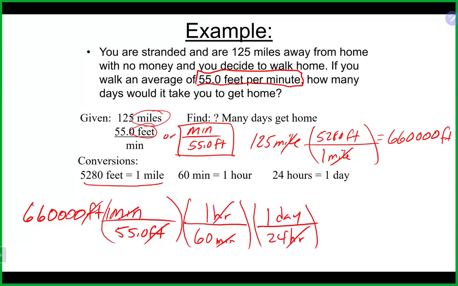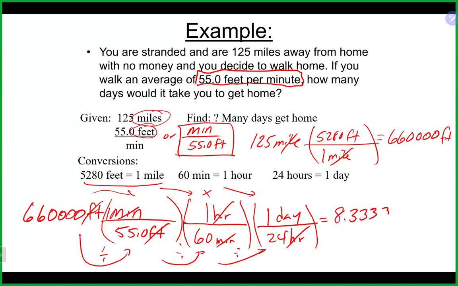Once again here, you could, if you wanted to, do each of the steps individually and get an answer. If you do that, you probably don't want to round until the very end, and then clean it up at the end. Once again, we're going to multiply across the top here and divide by what we got going on the bottom. So in this case, it's really 660,000 divided by 55, hit equals, divided by 60, hit equals, divided by 24 and hit equals. That's going to give me 8.333, a bunch of threes, days.